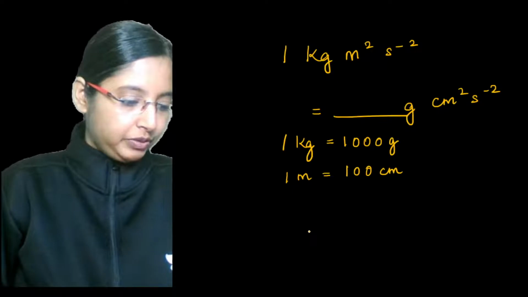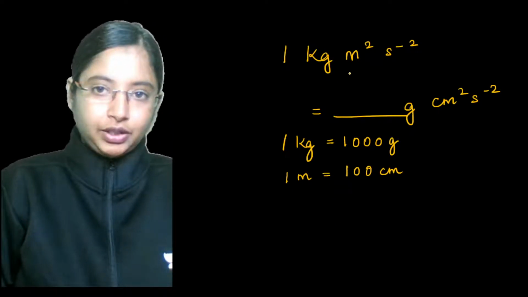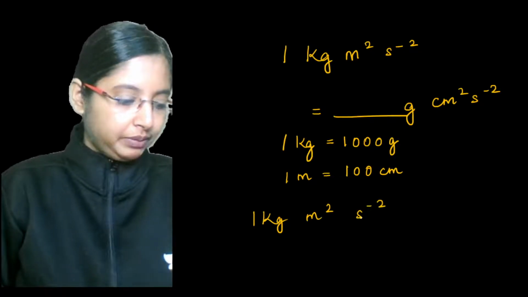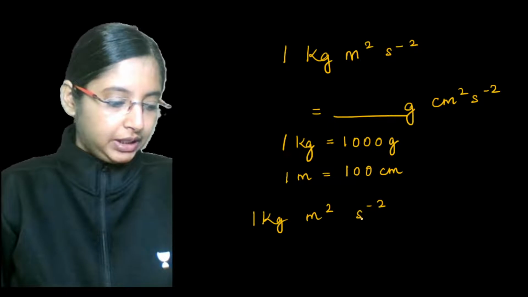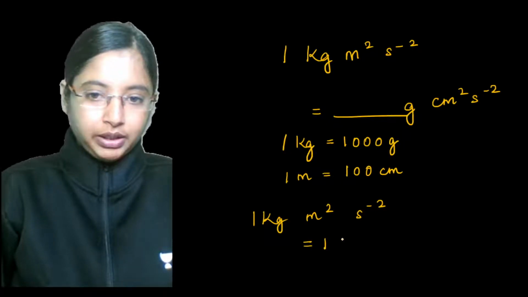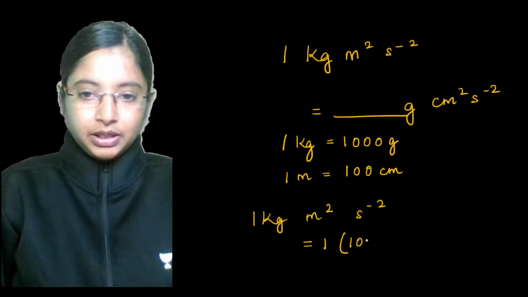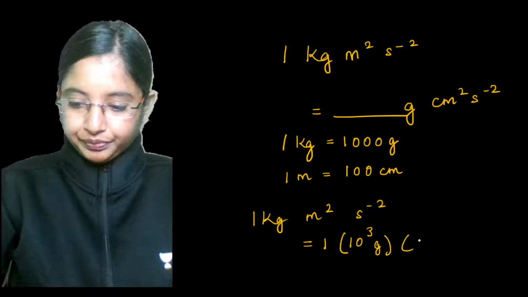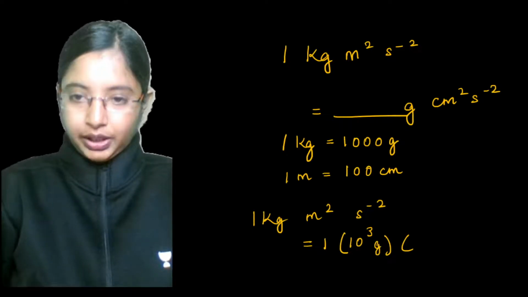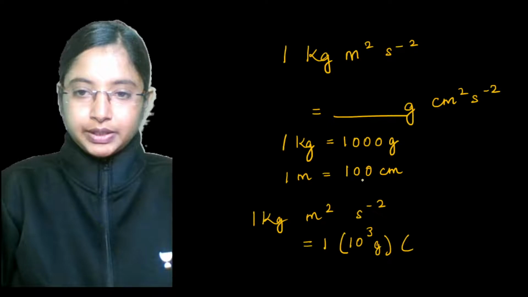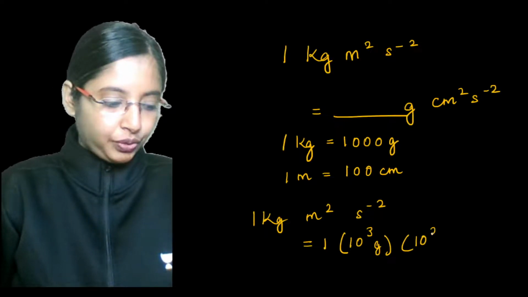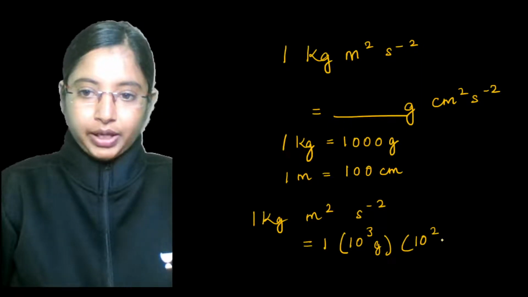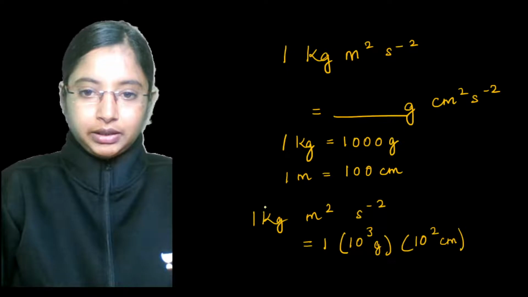And second stays the same, right? We just have to substitute these values in this equation. So 1 kilogram meter square second inverse 2 is 1 into kilogram in terms of grams, which is 1000, 10 to the power 3 grams, into centimeters, which will be 10 to the power of 2, squared, square centimeters.